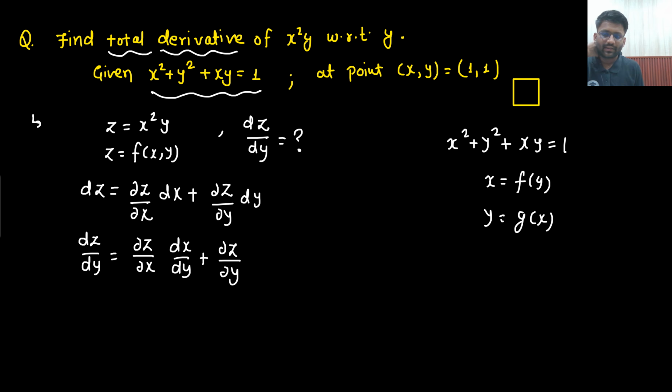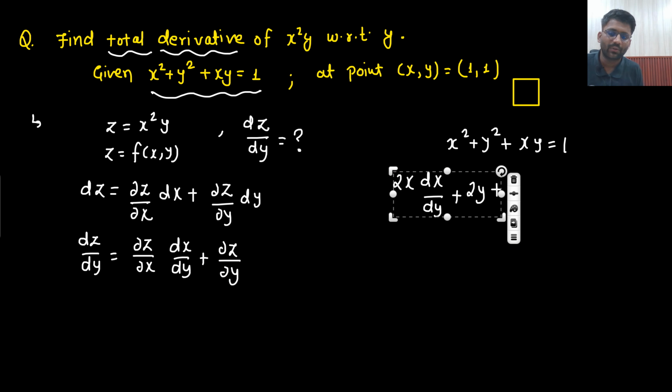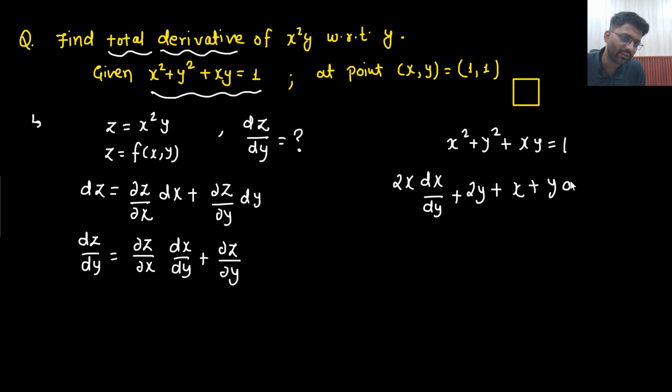Now what do I need? I need so many values. What all values do I need? First of all, I would need the value of dx by dy. So can I find out the value of dx by dy? Differentiation with respect to x I need to do. So okay, differentiation with respect to y I need to do actually, right? dx by dy I need. So differentiation with respect to y I am doing. So 2x dx by dy plus 2y. What about xy? For xy, what will I have to do? First one as it is, differentiation of y will be 1, plus second one as it is, differentiation of x will be dx by dy, differentiation of 1 will be 0.